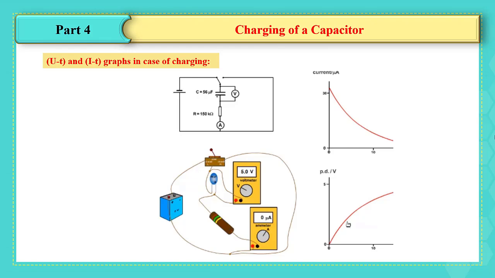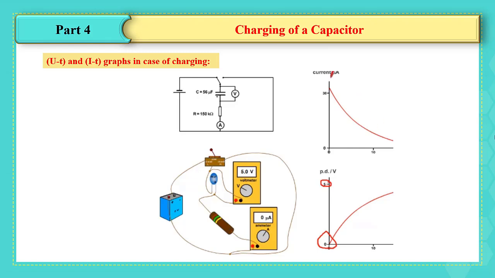Notice here that the voltage of the capacitor initially is equal to 0, and at the end of the charging process, it is equal to the EMF of the generator, which is in this case equal to 5 volts. So the voltage as a function of time is an exponential function which is increasing from 0 until it reaches approximately 5, which is the maximum voltage of the capacitor.